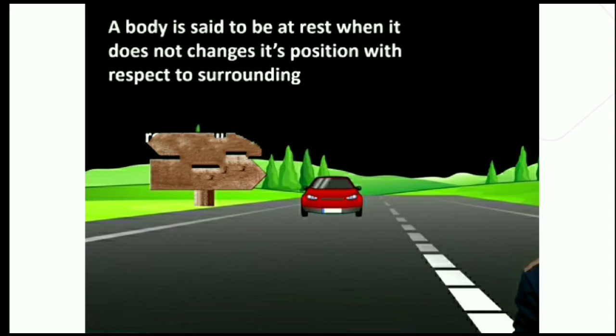Now a body is said to be at rest when it does not change its position with respect to surrounding. Now if we say that a body is at rest, how will we describe it? It means that it does not change its position with respect to the surrounding. It is not moving. It is stationary at a place. So a body is said to be at rest when it does not change its position with respect to surrounding. Understood, children? Very good.